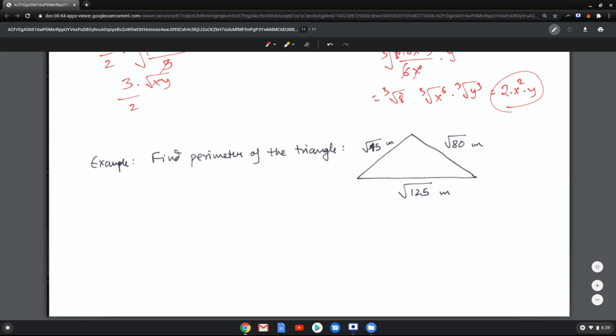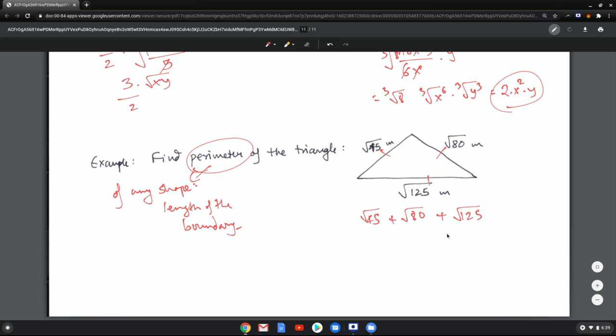An application example, find the perimeter of this triangle. Perimeter of any shape is the length of the boundary. The boundary here are these 3 sides. So the perimeter is square root 45, plus root 80 plus root 125.